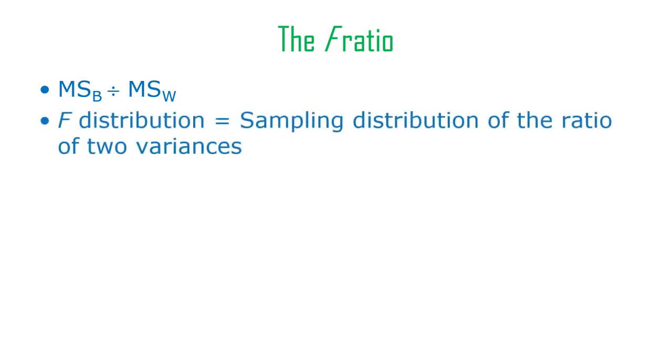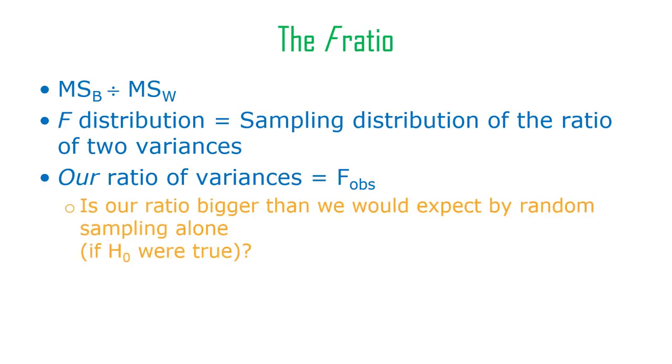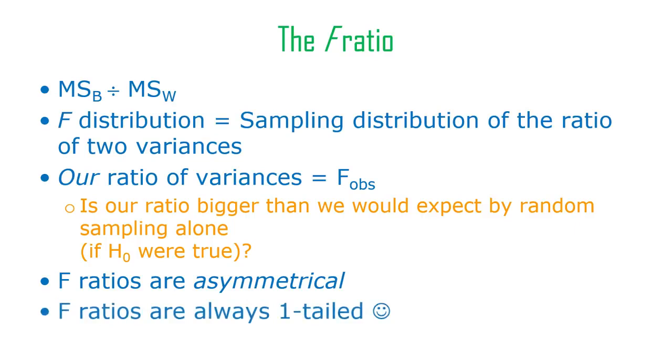But the F distribution, the sampling distribution of the ratio between two variances, our F observed goes in the ANOVA table, and we look at an F critical, which is the critical value that we have to surpass so that we will believe that our F observed is bigger than random sampling alone could explain if the null hypothesis were true at a particular alpha level, 0.05 or 0.01 or something. And F ratios are asymmetrical, so they're always one-tailed, which is kind of nice.